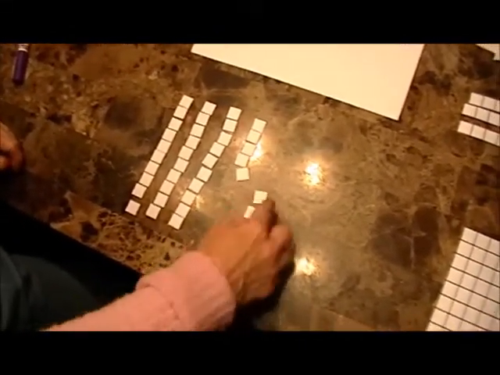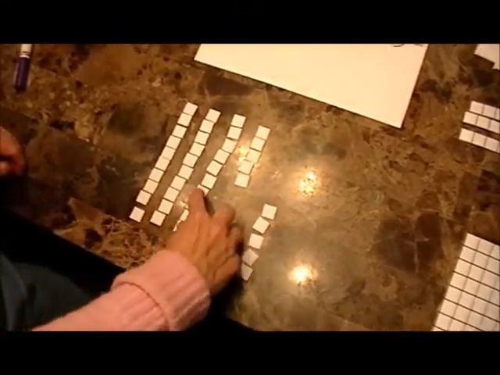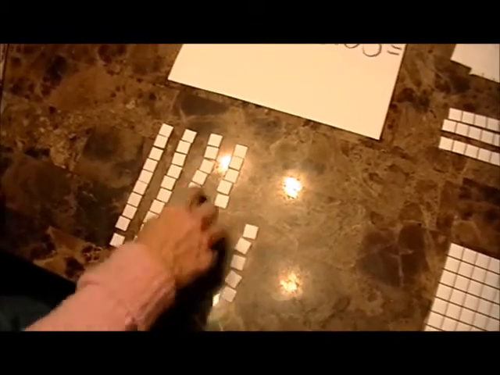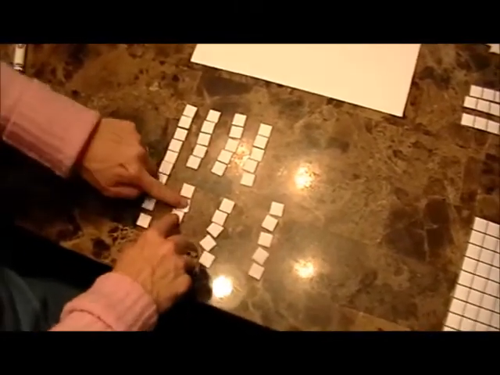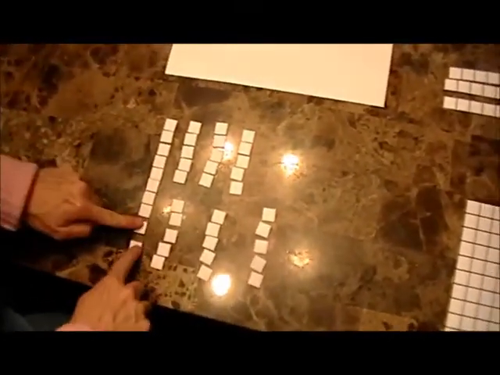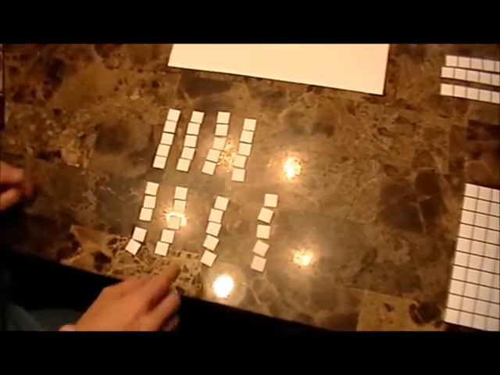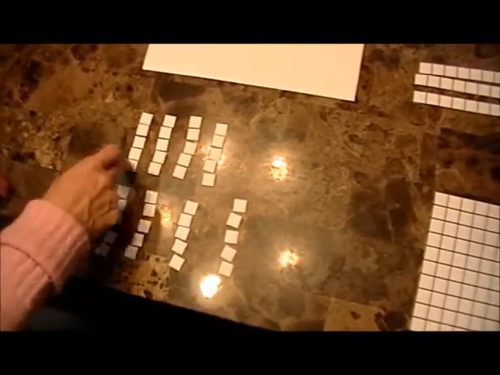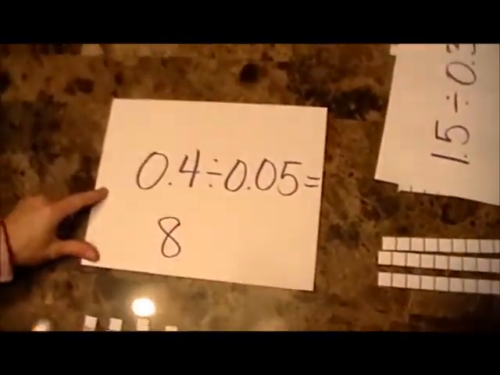There's one group of 5/100ths, and there's another one. Here's 5/100ths, and there's another. There's 5/100ths, and here's another. So how many groups of 5/100ths do we have? 1, 2, 3, 4, 5, 6, 7, 8. So 4/10 divided by 5/100ths equals 8.